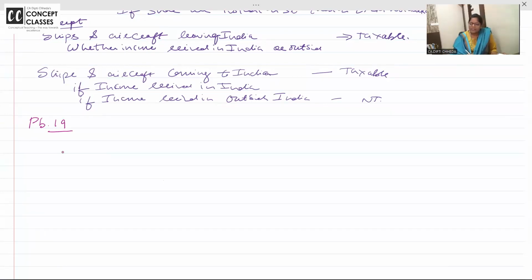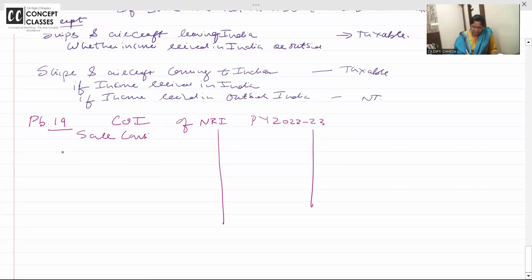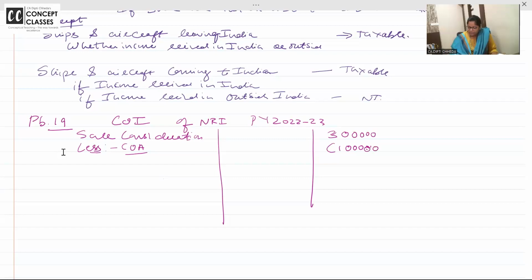So actually it is long term, but there is no indexation, nothing. Computation of income of non-resident Indian for the previous year 22-23. First they have sold it, sale consideration 3 lakh. No expense, nothing is allowed. Cost of acquisition, 1 lakh. Long-term capital gain, 2 lakh.